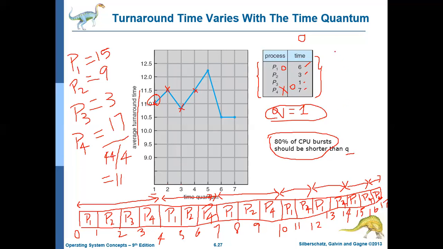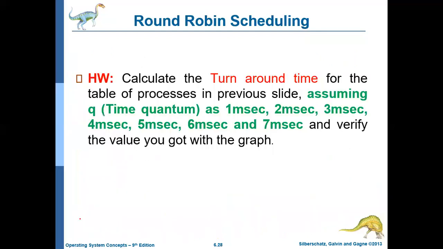That is, if you have n jobs in the ready queue, 80% of those jobs should have a shorter CPU burst time than the value of q. So that is what this particular thing suggests. This is a homework which I want you to do. Calculate the turnaround time for the table of processes in the previous slide, assuming time quantum as 1 millisecond, 2, 3, 4, 5, 6, and 7, and verify with the graph. Already 1 millisecond we have done, so you can start with 2, 3, 4, 5, 6, and 7.